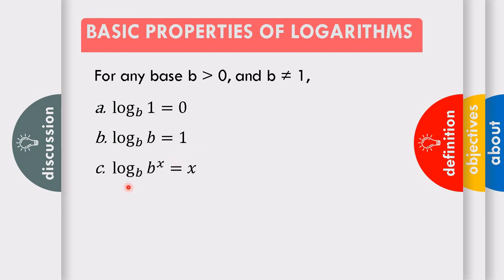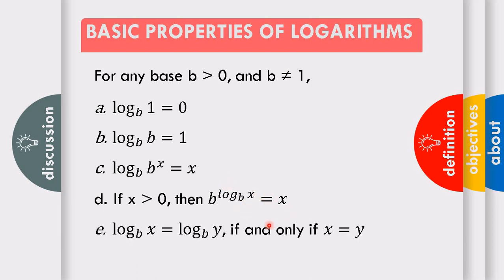Next one, log of b raised to x to the base b. So if the base is b and the base of the argument is equal, the result is the exponent of the argument. Next, if x is greater than 0, we have b raised to log of x to the base b equals x. So if the base is raised to log of x to the base b, we have the value of x. And lastly, log of x to the base b equals log of y to the base b if and only if x equals y. So if the bases are equal, then the arguments are also equal.